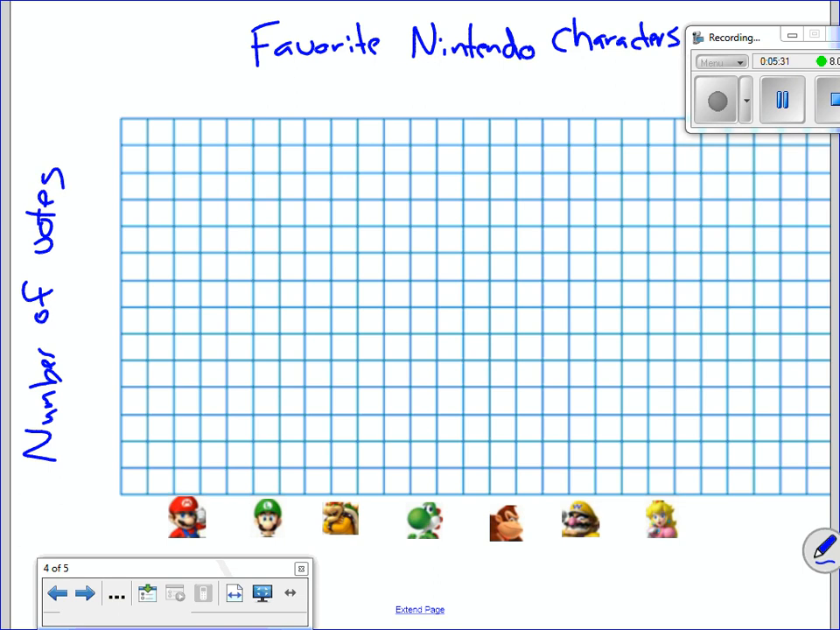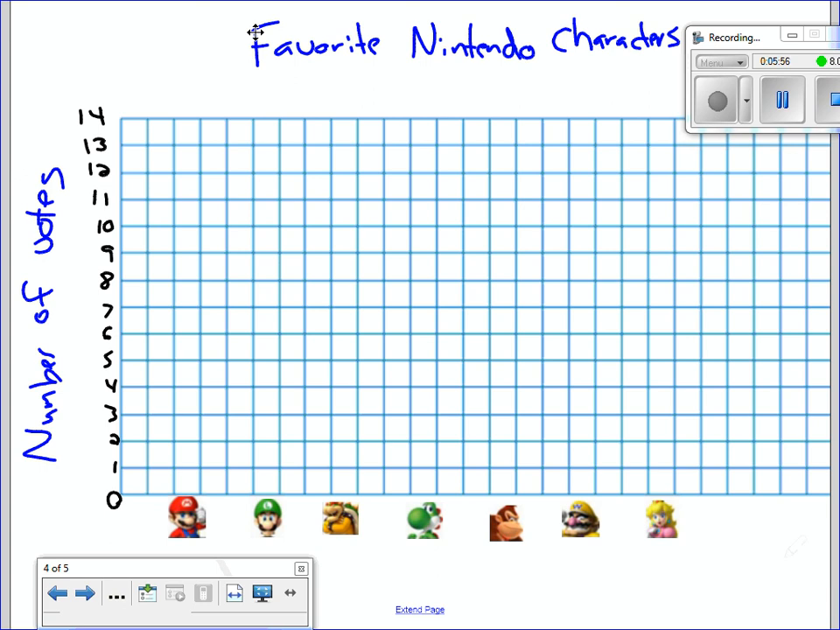We also have to label our count here. So this little bottom here, I'm going to change my colors. It's going to be 0. This line's 1, 2, 3, 4, 5, 6, 7, 8, 9, 10, 11, 12, 13, 14. So we can only go up to 14 votes on here. And now all you have to do is fill in the bars as you go.